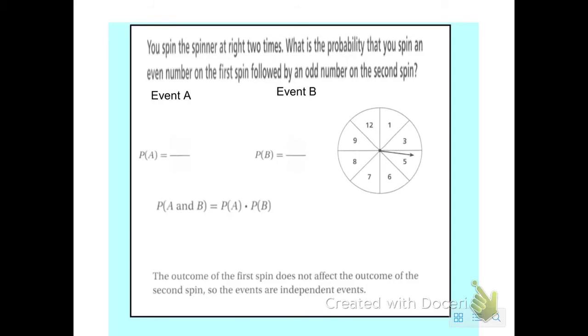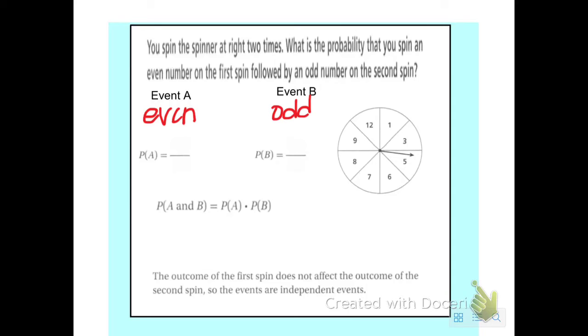If you spin a spinner at the right 2 times, what is the probability that you spin an even number on the first spin, followed by an odd number on the second spin? So remember, this is an intersection. So event A would be an even number, and event B would be an odd number. The first thing it wants me to do is find the probability of event A.